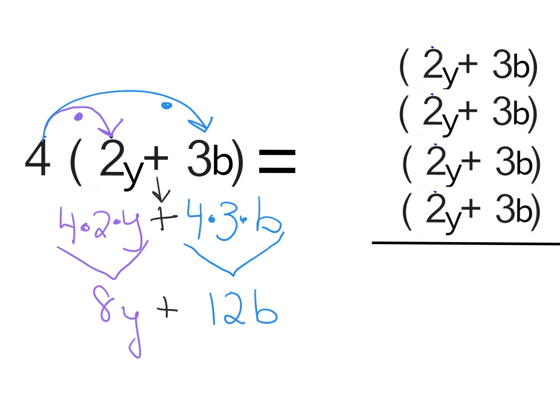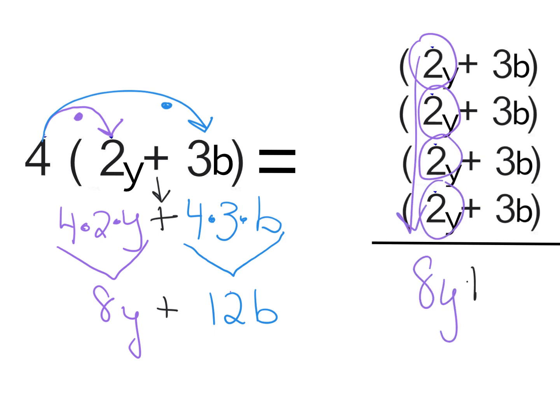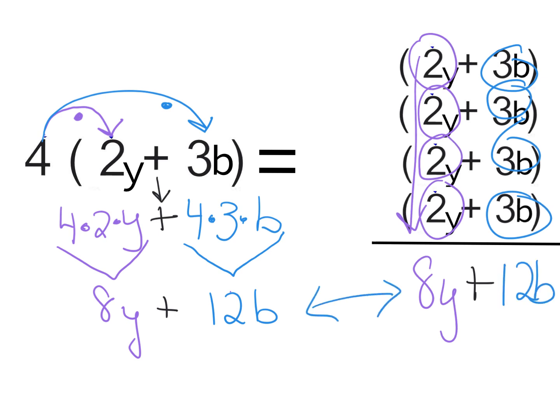Okay, so we've completed that problem. We've simplified it using the distributive property, a workaround to get around parentheses. Let's see if that tracks when we just take 4 groups of 2y's plus 3b's and we combine it the way we did on the other page. What's 2y plus 2y plus 2y plus 2y? 8y. Good. Plus, what's 3b's plus another 3b's plus 3b's plus 3 more b's? 12b's. We got the same answer, whether we did our distributive property or just combined the groups.